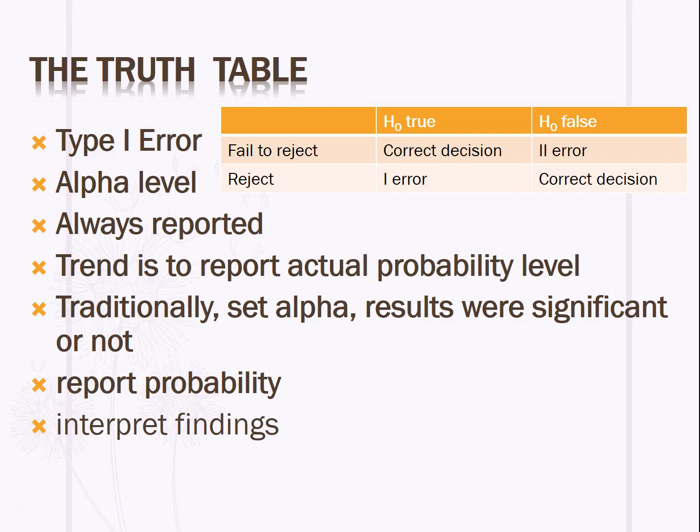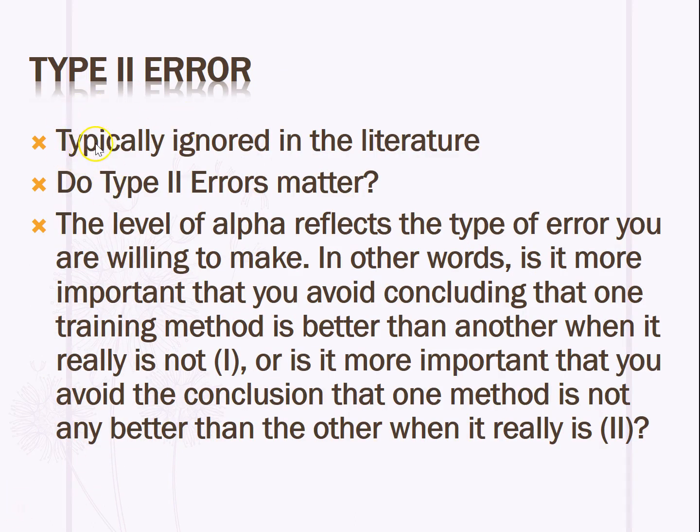We first determine the alpha level, and it is always reported. The current trend is to report the actual probability level. Traditionally, we set alpha, and then determine if the results were significant or not. Type 2 error is typically ignored in the literature.